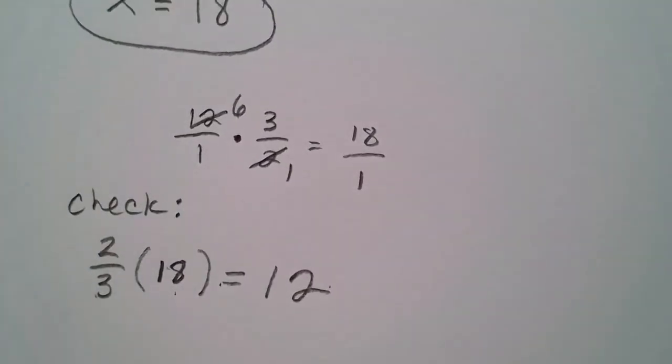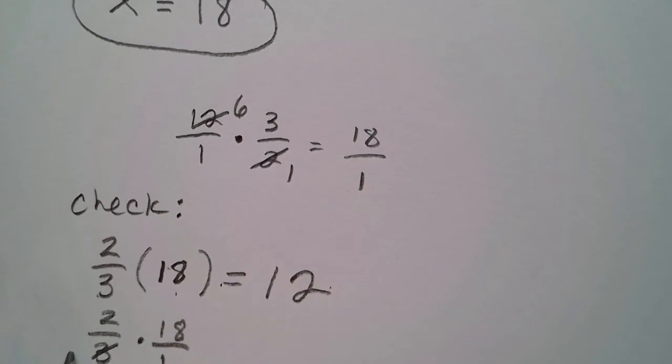1/3 of 18 would be what? What's 1/3? 1 out of 3 parts of 18. Can you think of it? Did you say 6? If you said 6, you're right. So 1/3 of 18 is 6. So 2/3 of 18 would be 12. So that makes a lot of sense. And if we showed this using numbers and operations, it'd look like this.